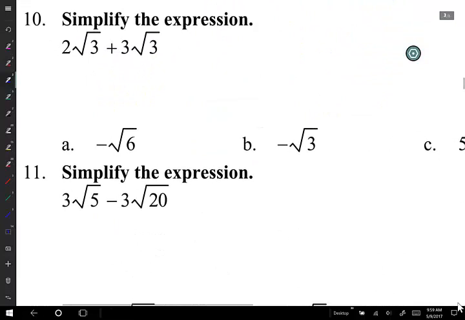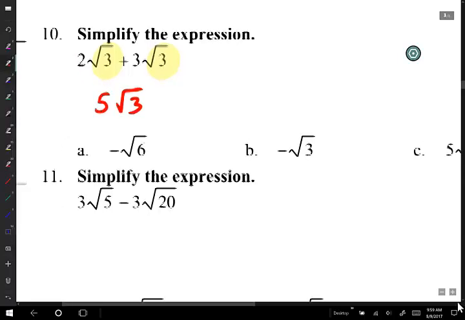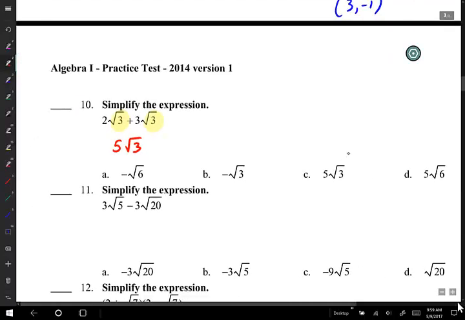Simplify the expression. You may only simplify if the radicand is the same. So here they are the same, so we get 5 square roots of 3. You don't get 5 square roots of 6, you get 5 square roots of 3, because you don't change the radicand.